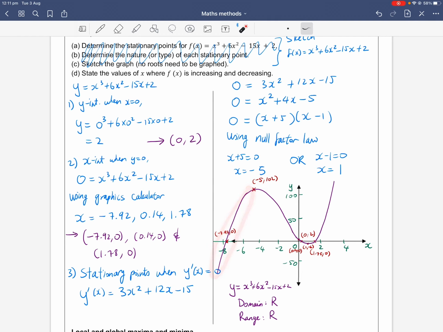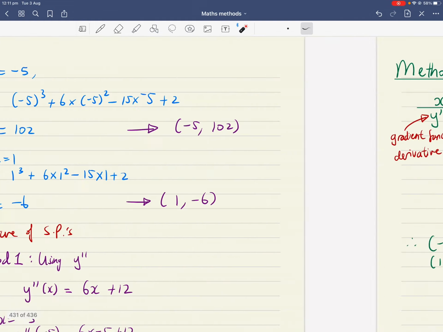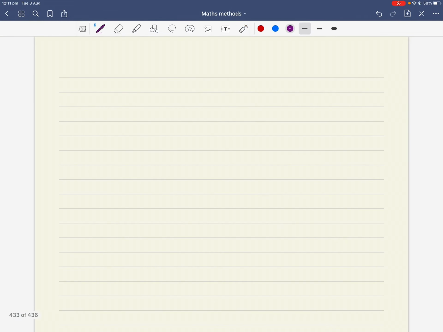So in that case, it's increasing from negative infinity up to that -5 point. And then it's decreasing, the tangents are going downwards until we reach that next stationary point. So from -5 to 1, we have a decreasing function, and then our function increases, our tangents are positive again up to positive infinity.